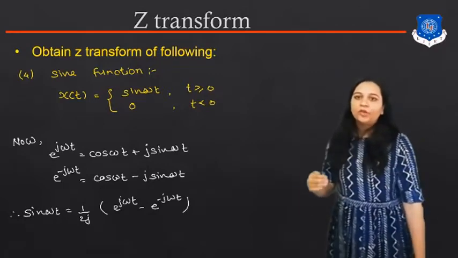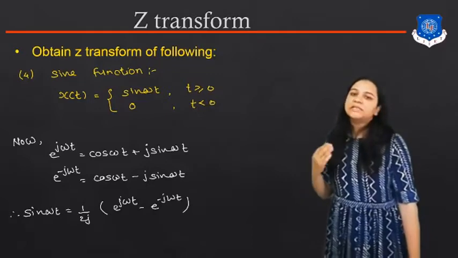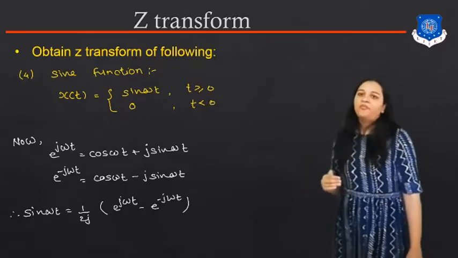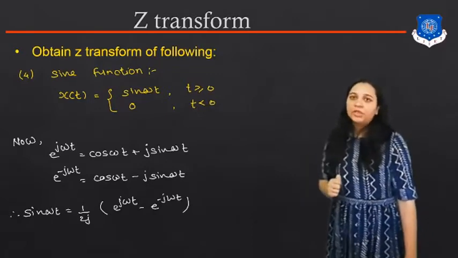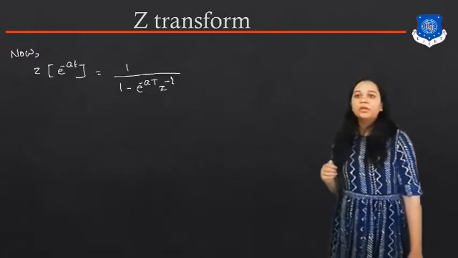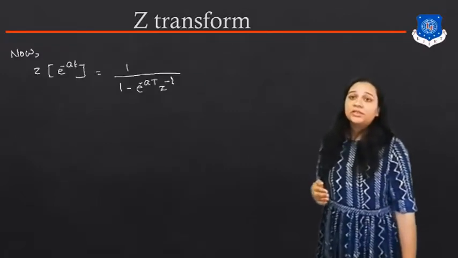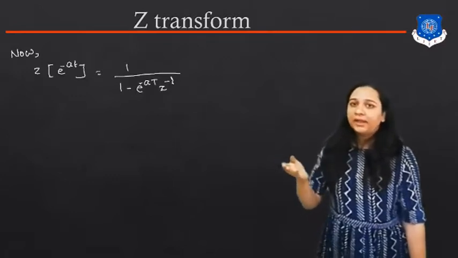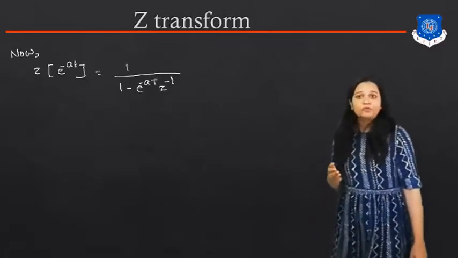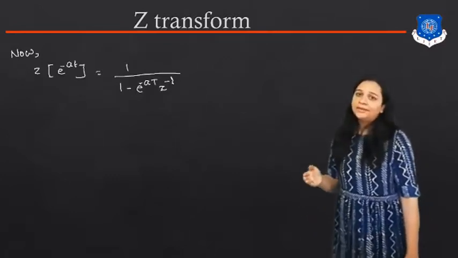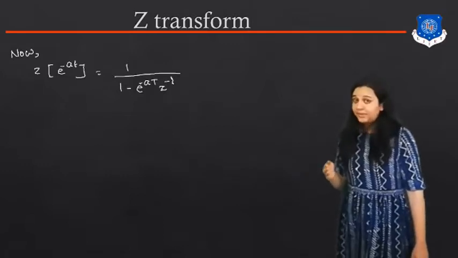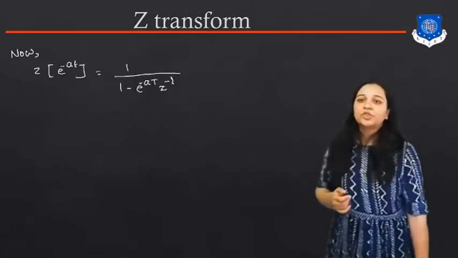Put this value in this z transform equation, simplify the z transform, and find the z transform equation. So first of all, we know the z transform of e raised to minus at, which we studied in the earlier example, is equal to 1 upon 1 minus e raised to minus a z raised to minus 1.